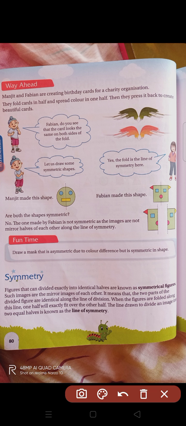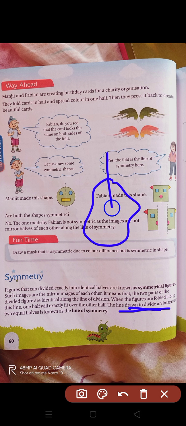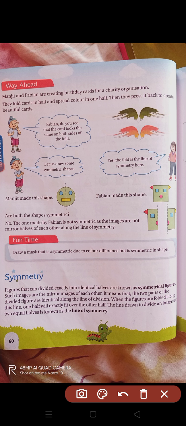And we know what a line of symmetry is. The line that is drawn on the figure to divide the image into two equal halves is known as the line of symmetry. Right? The line which is drawn at the center, or drawn on the image to divide it into two equal halves, is known as the line of symmetry.